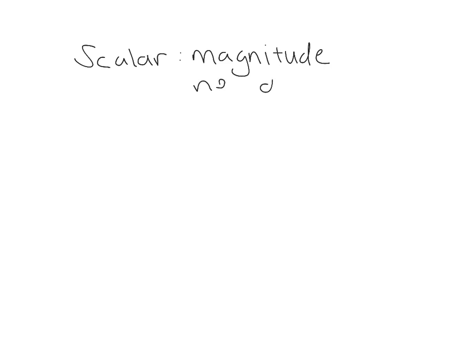So the first thing that's really important is to talk about the difference between a scalar and a vector. So a scalar is a quantity that has a magnitude but no direction. And so we have a bunch of different examples that we can give of scalars.